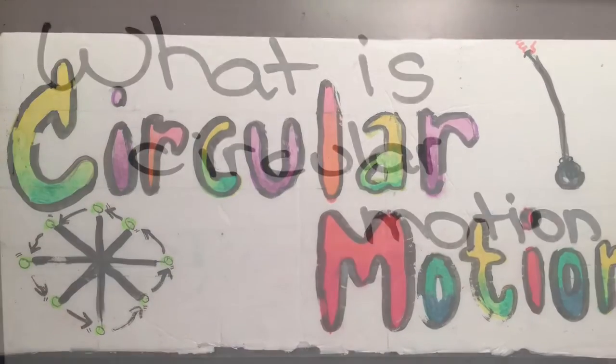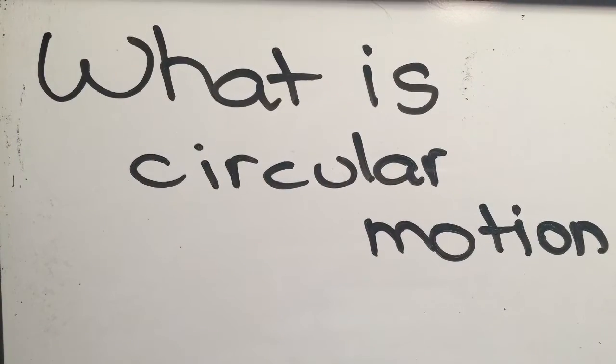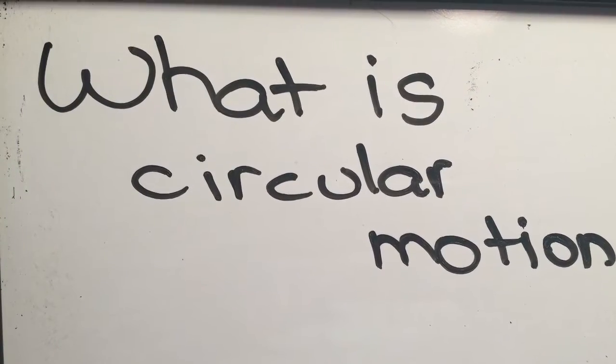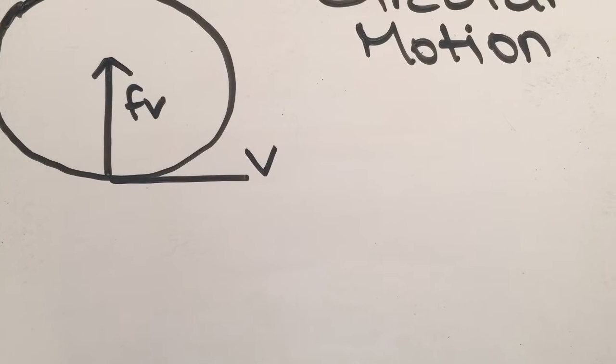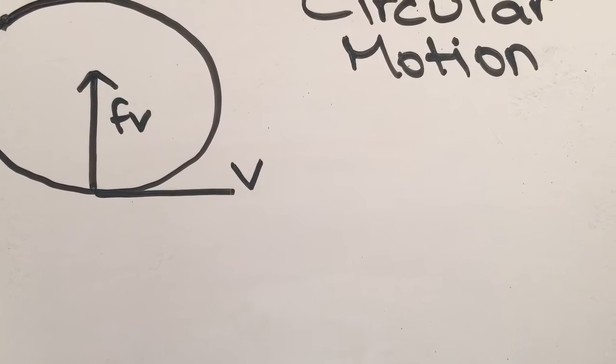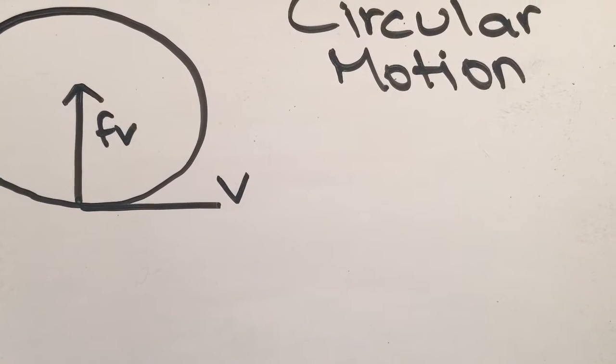First topic is circular motion. Now, what exactly is circular motion? That's a good question. Uniform circular motion is motion along a circular path in which there is no change in speed, only a change in direction.